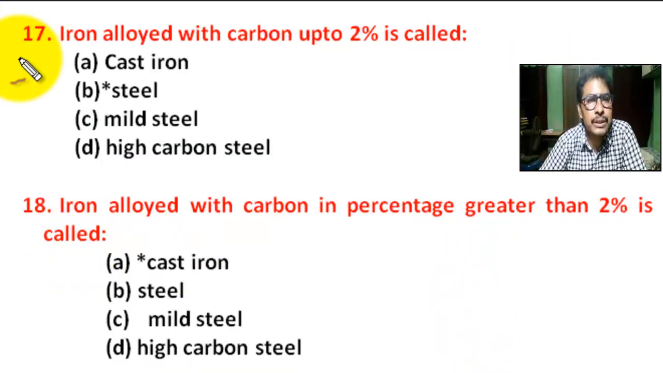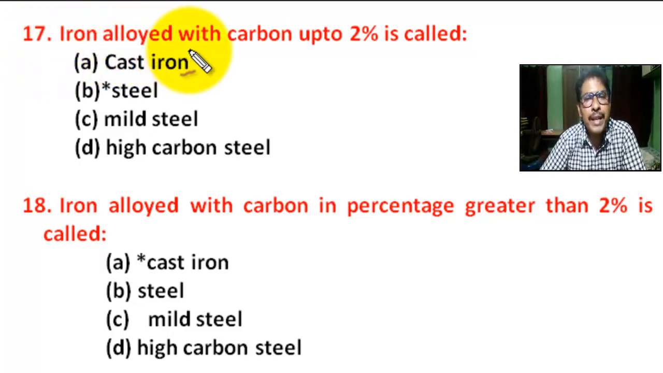Question number 17. Iron alloy with carbon up to 2% is called. There are 4 options. Correct answer is B. Iron alloy with up to 2% carbon is called steel.